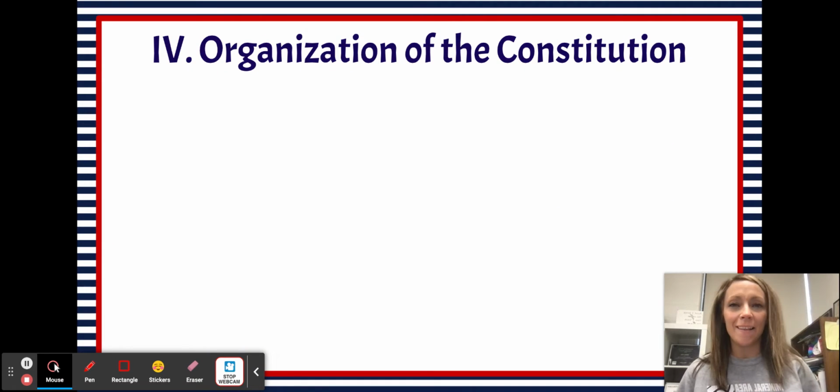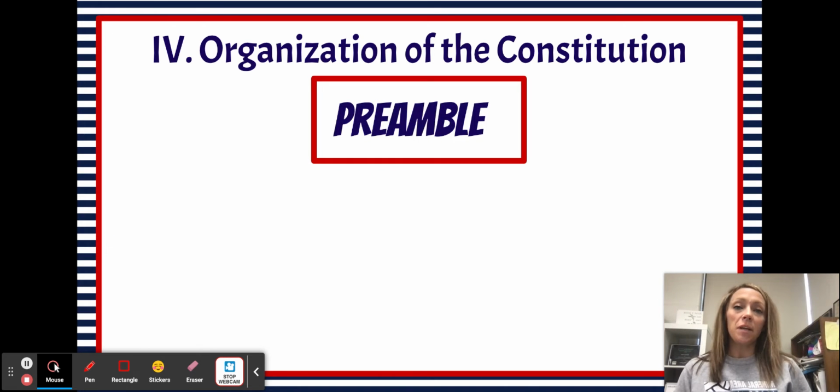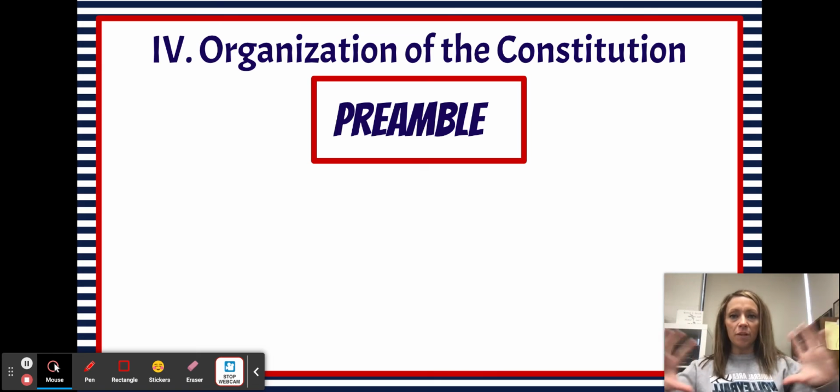Today we are going to be looking at the organization of the Constitution, and I'm so excited. I hope you are too. Let's do this. So the Constitution can be broken into three different sections.